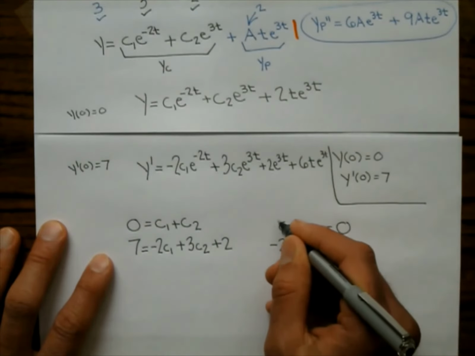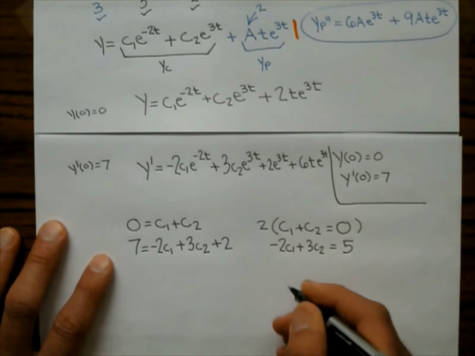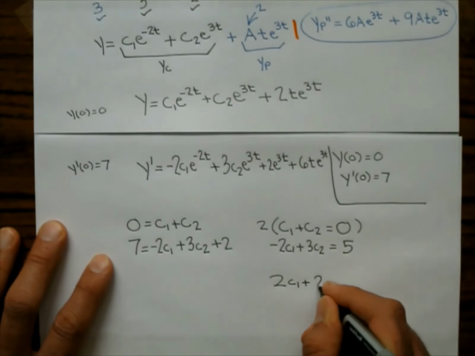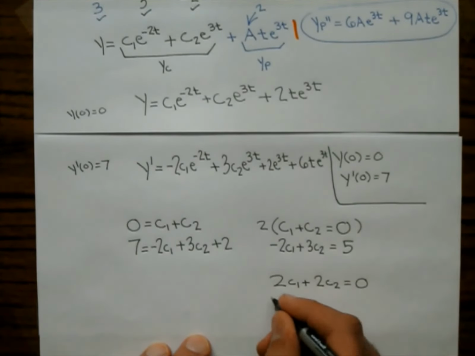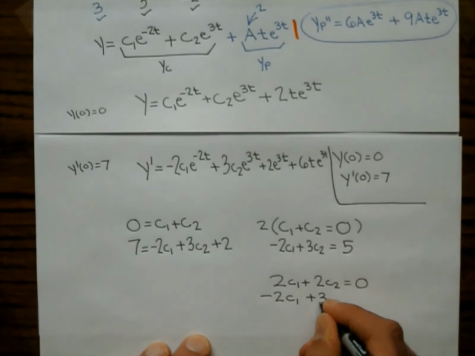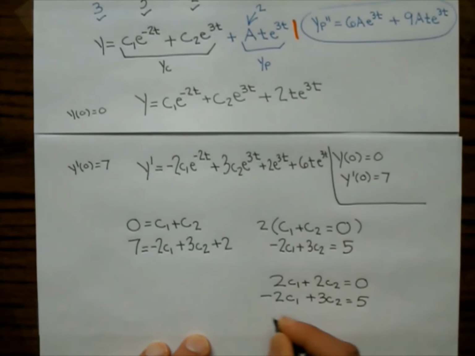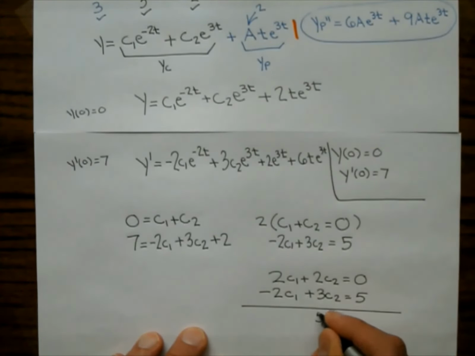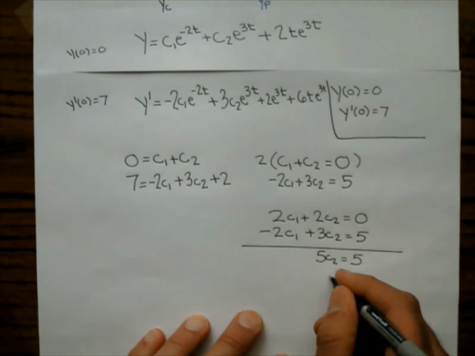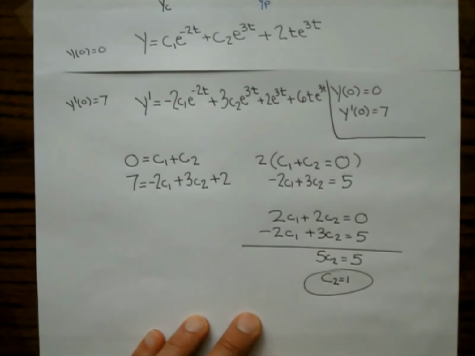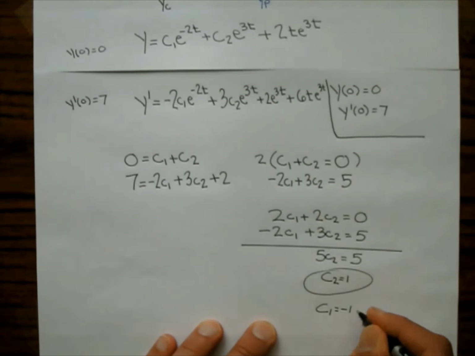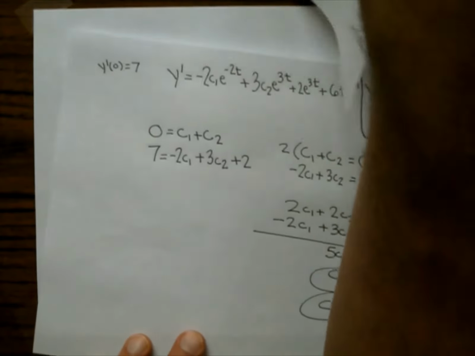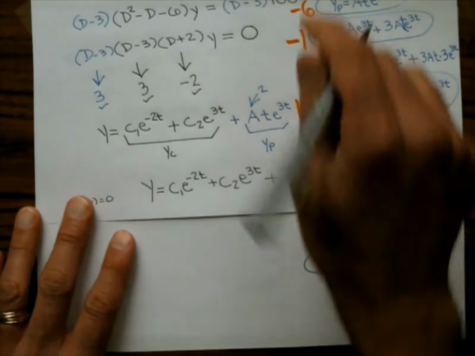I'm going to multiply the first equation by 2. I could be writing augmented matrices. I could just realize that C1 and C2 are opposites, but I'm doing it this way here. I add those equations together and I get 5C2 equals 5, which tells me that C2 equals 1. I know they have to add up to 0, so this tells me that C1 equals negative 1. Whew.